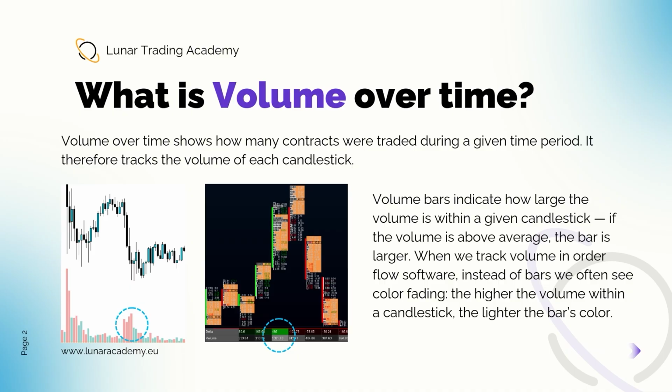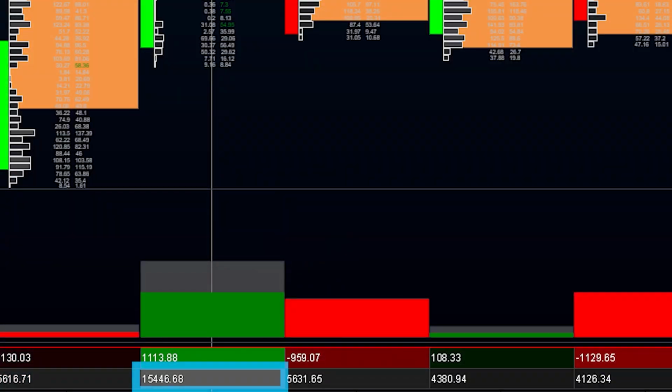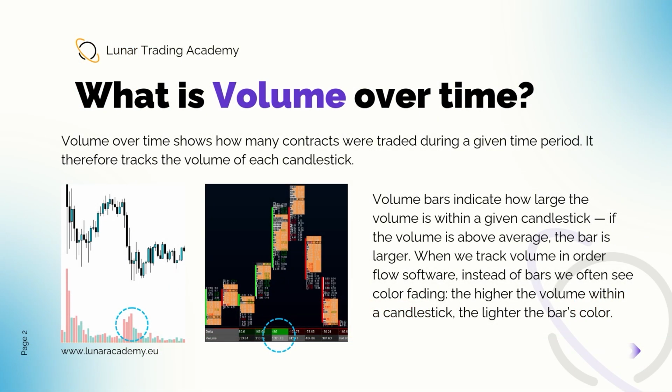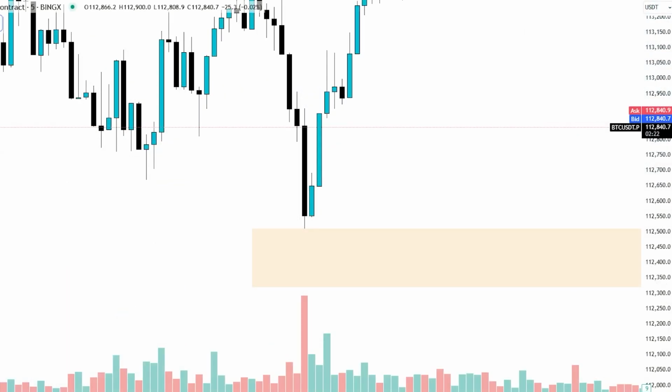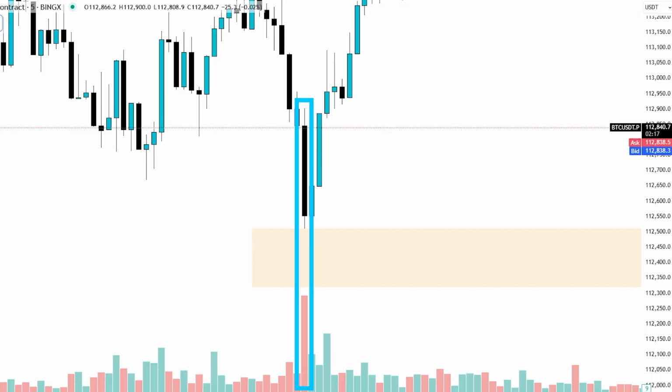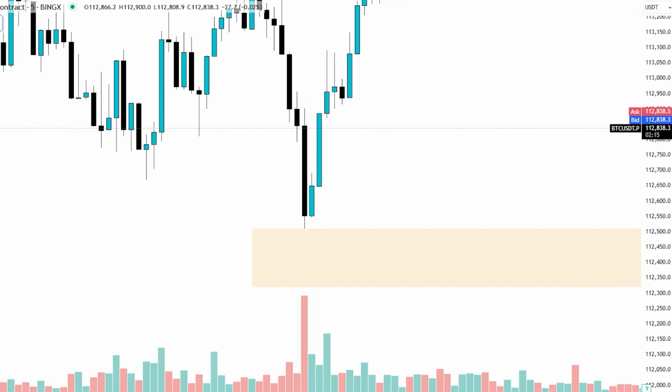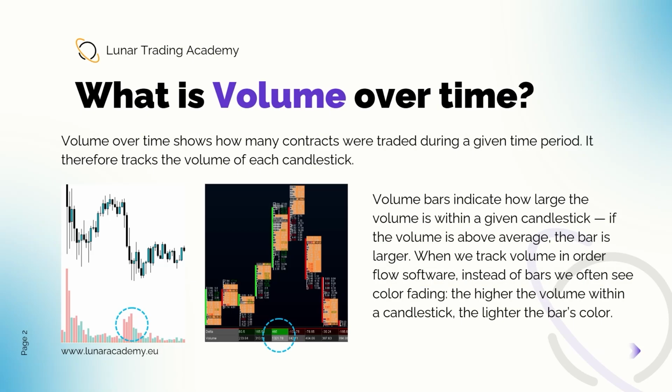If the volume is above average, the bar is larger. When we track volume in orderflow software, instead of bars, we often see color fading. So, the higher the volume within the candlestick, the lighter the bar's color. As I mentioned, volume over time tracks how many contracts were traded during a given time period. For example, if we are looking at a 5-minute chart, each candle represents a 5-minute interval, and the volume bar below the candlestick shows how many contracts were traded within those 5 minutes. And the same applies for every single time frame.